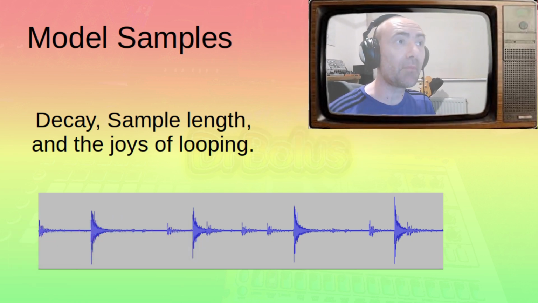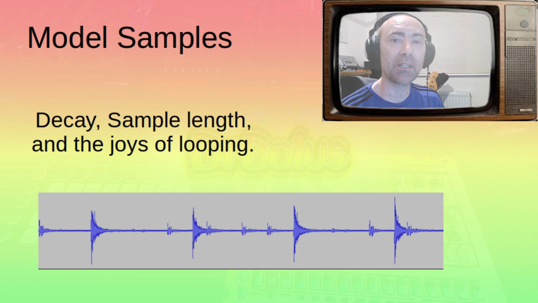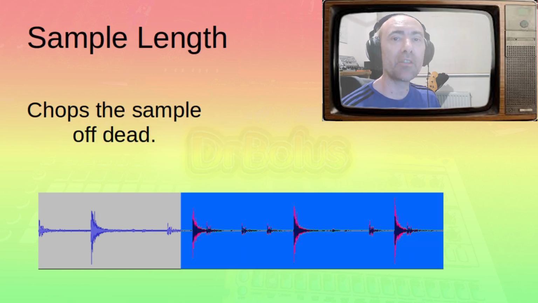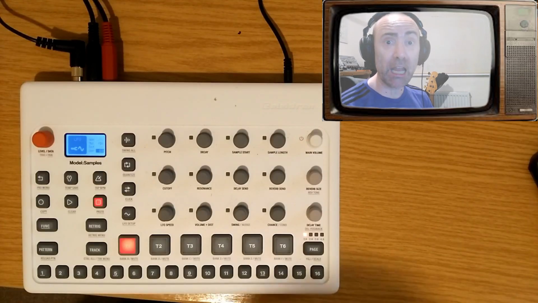So, the first thing that you need to understand is the difference between the sample length button and the decay button. With the sample length, what you're doing is chopping off the sample dead. You're saying get to a certain point and then stop. If we have a look at the samples, you can hear what I mean.